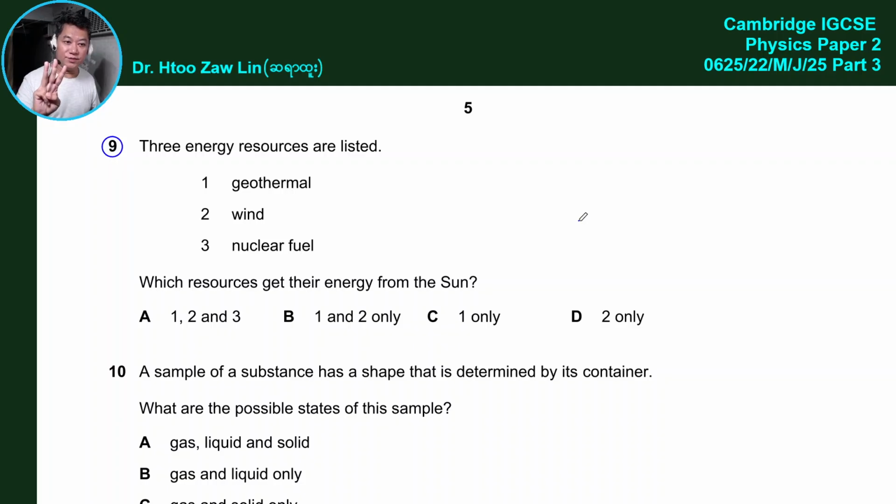Three energy resources are listed. 1 geothermal, 2 wind, 3 nuclear fuel. Which resources get their energy from the sun? Well, in these questions, we need to choose the resources that get their energy from the sun.